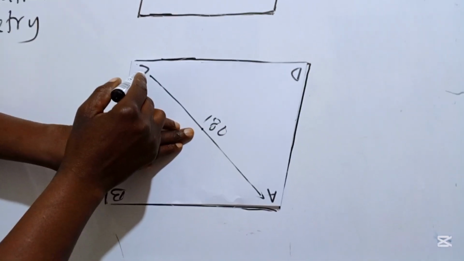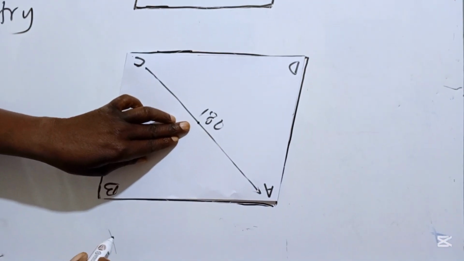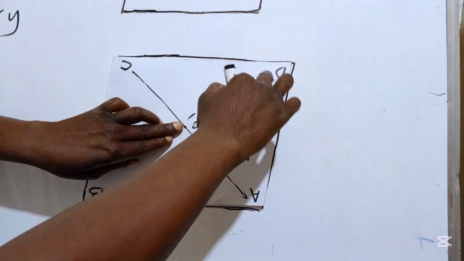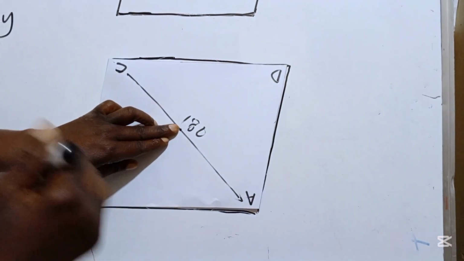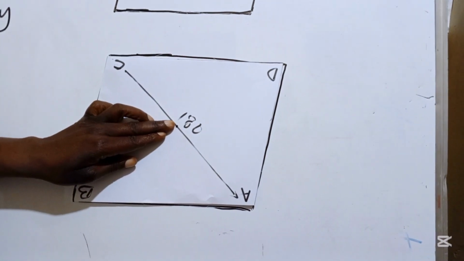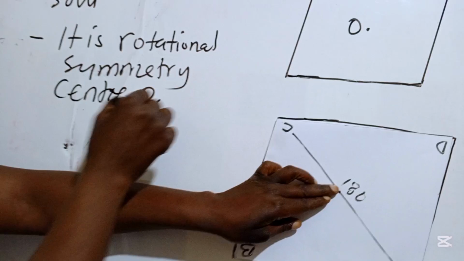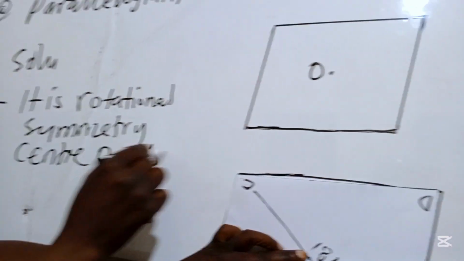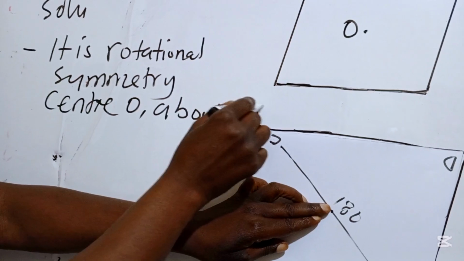It has moved from where the C is, it has rotated 180 degrees. Even if I go the other way around, it will come here. So now you are saying center, you have to acknowledge the center. The center is at O. You have to talk about the degrees, about 180 degrees.